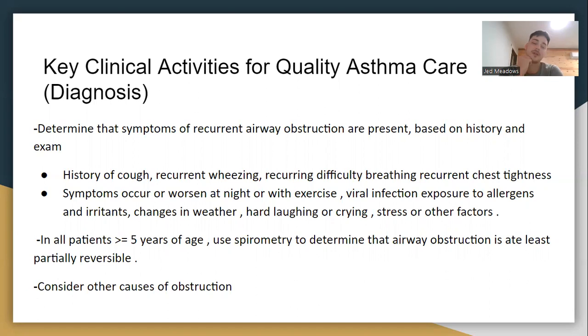In all patients greater than 5 years of age, you want to make sure to use spirometry to determine that airway obstruction is at least partially reversible. And then you want to consider other causes for the airway obstruction, like tumors, other stuff like that.